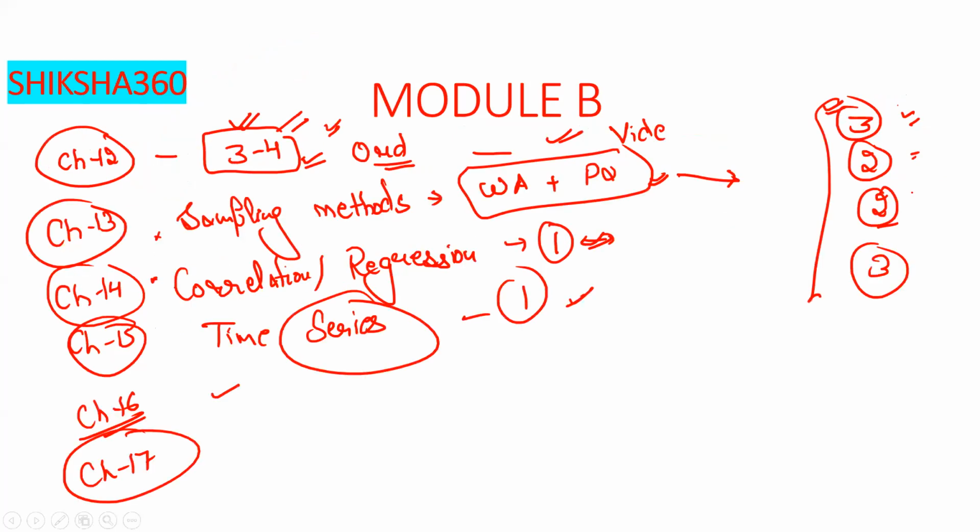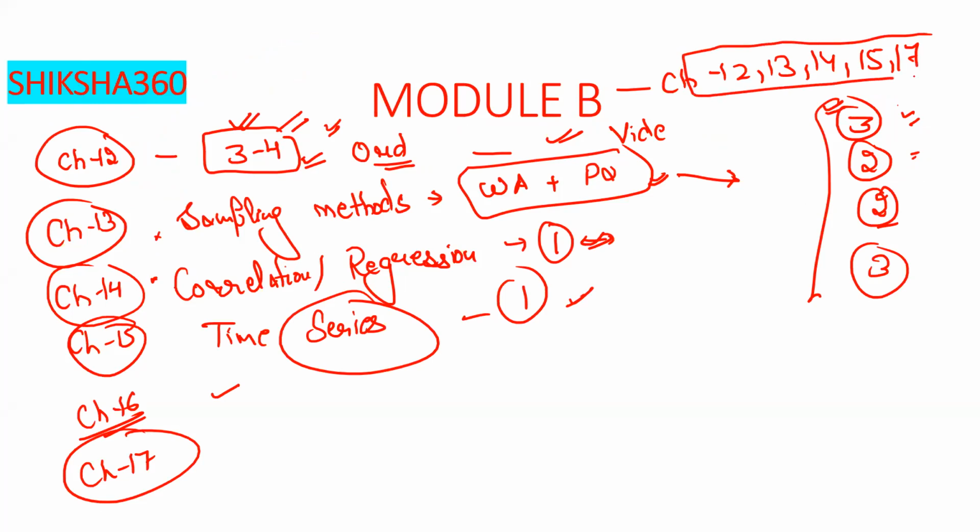But I request all of you, please go through chapter number 12 in module B, chapters 12, 13, 14, 15 and 17 first. If you are able to understand all these chapters, you can score 20 marks from them. Not 20, we can say at least 15 marks from these 5 chapters if you practice properly.